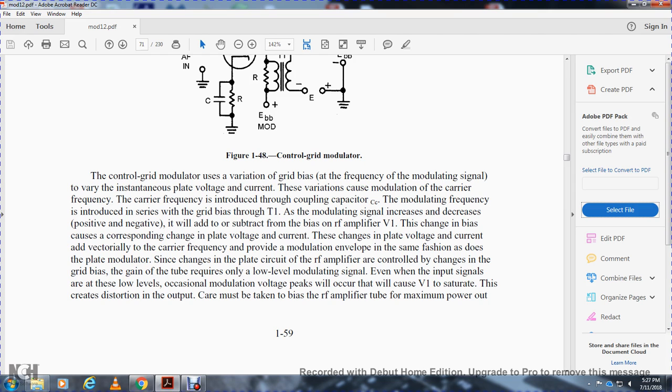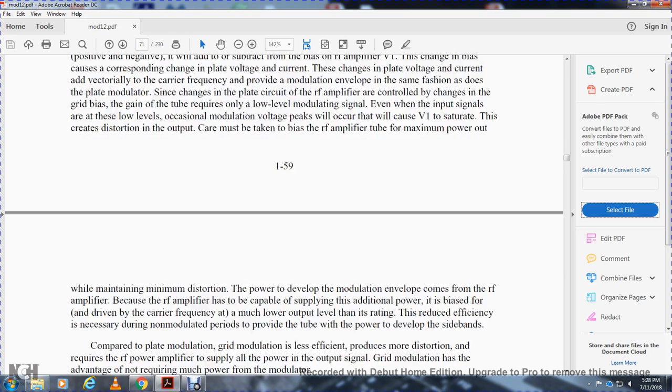The change in bias causes a corresponding change in the plate voltage and current. These changes in plate voltage and current combine vectorially with the carrier frequency to provide the modulation envelope, in the same fashion as with the plate modulator. The change in the plate circuit of the radio frequency amplifier is provided by these changes in the grid, with gain, so only a low level modulation signal is required, even with the input signal at a low level. The modulation voltage peak can cause the radio frequency amplifier to saturate, which results in distortion of the output, but the carrier must be set with the bias of the radio frequency amplifier tube for maximum power output.